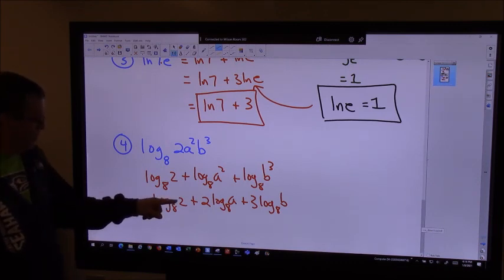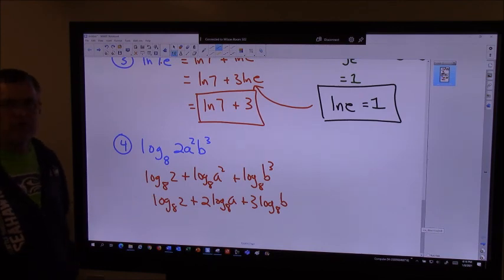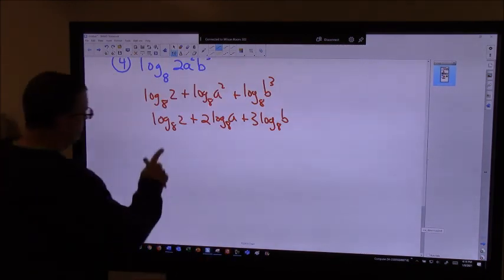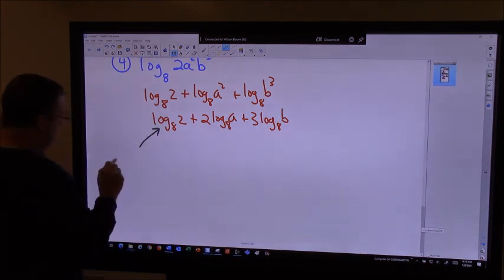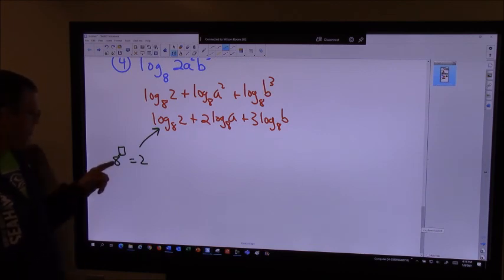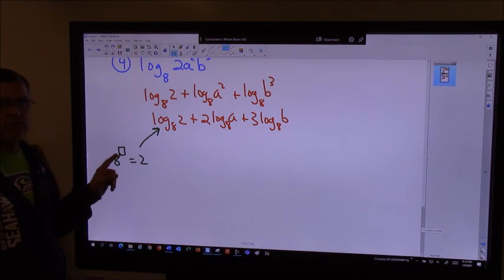Anytime I see just numbers, that always catches my eye. And I'm always asking myself the question, could I go a little farther? Could I do something with that? Well, this right here means 8 raised to what power equals 2? Well, I know the cube root of 8 is 2. So how do you write the cube root as an exponent?